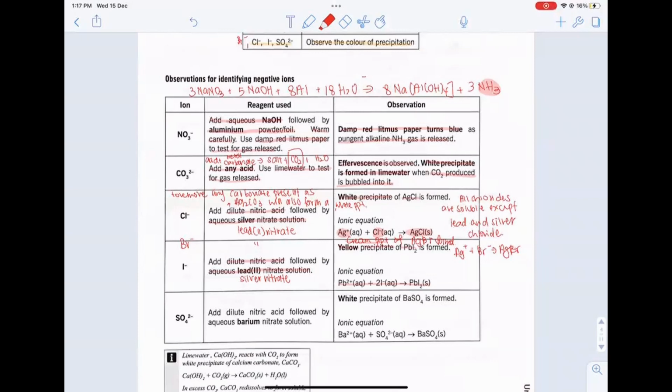So for sulfate, again, you have to add dilute nitric acid, again, to remove any carbonate that might be present, because most carbonates are insoluble. So therefore, most carbonates will form a white precipitate, which will give you a false positive. So after that, add in aqueous barium nitrate solution, you'll get a white precipitate of barium sulfate formed.